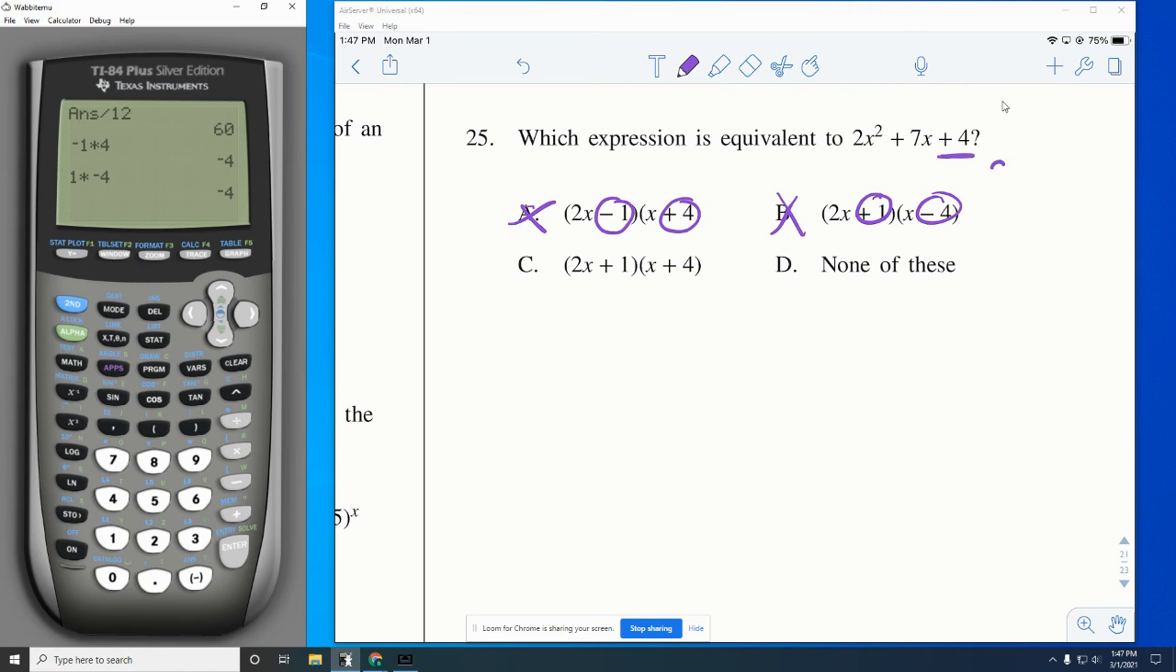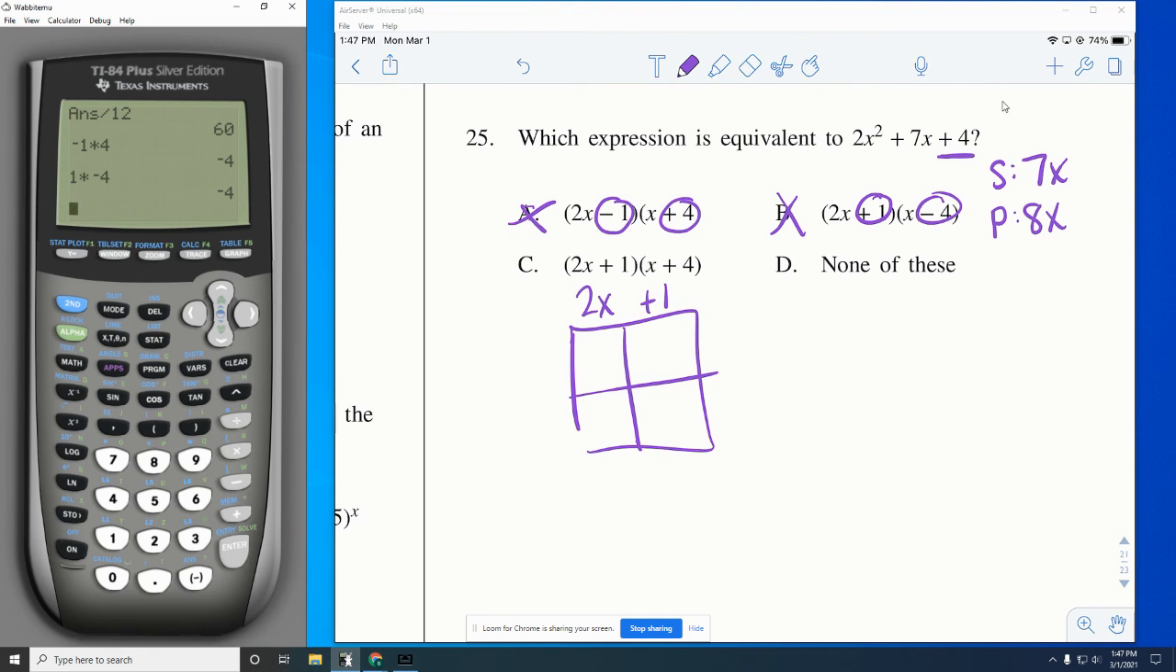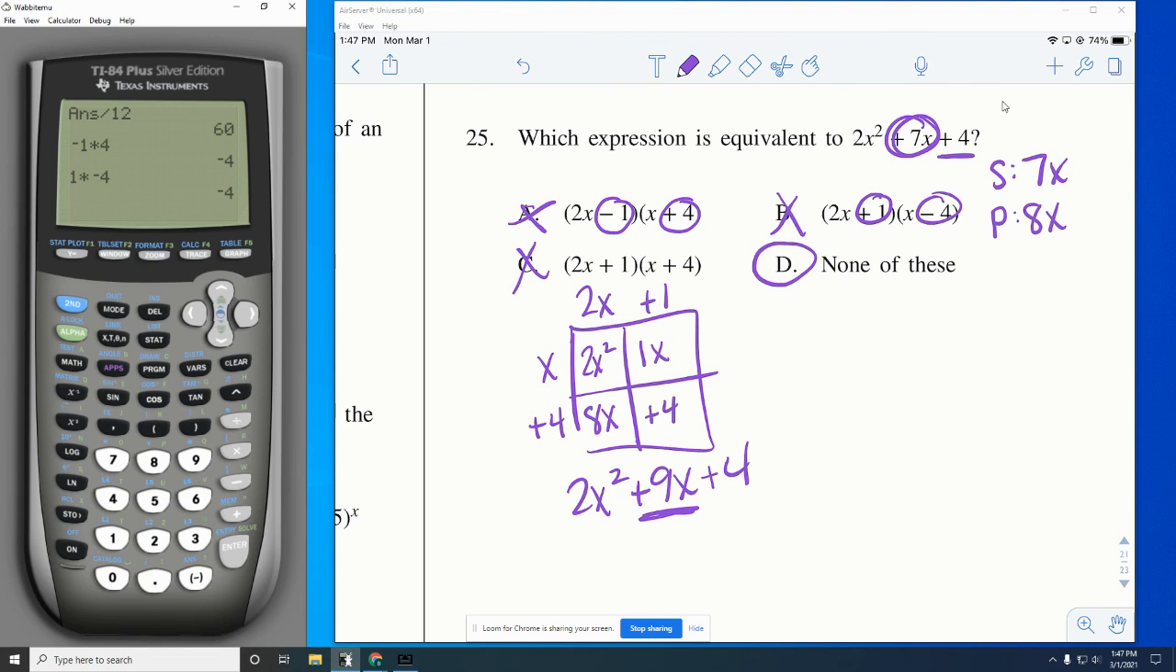If you're factoring, you're looking for something that adds to 7x and multiplies to 8x. Now the problem is there's not a lot of things that multiply to 8 that also add to 7. If we want to check the multiplication, maybe we narrow if it's answer choice C or not. X and 2x makes 2x squared. X times 1 is 1x. 4 times 2x is 8x, and 4 times 1 is 4. And when we combine those, we end up with 9x. However, the problem wants me to have 7x. So this one is actually none of these.